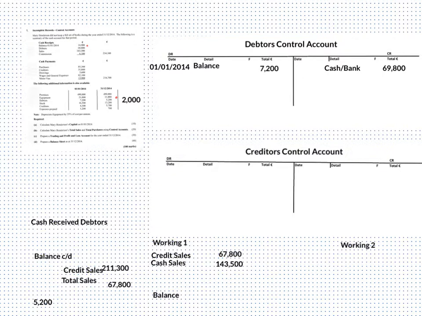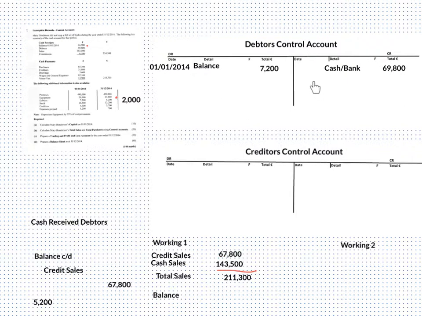Then to get the total, we just need to add these two figures together, and that will give us our total sales figure of 211,300. So we add them together, it is 211,300. So that's our total sales figure. Okay, so we now have our total sales figure.